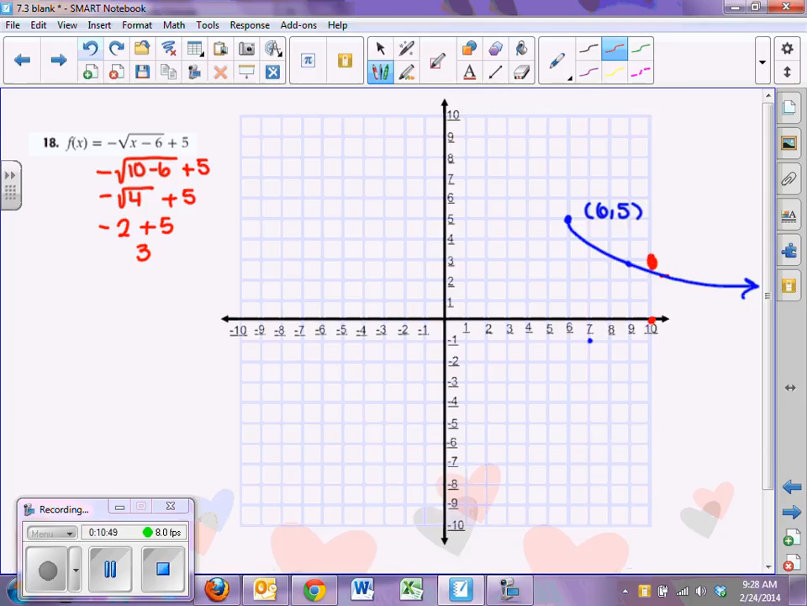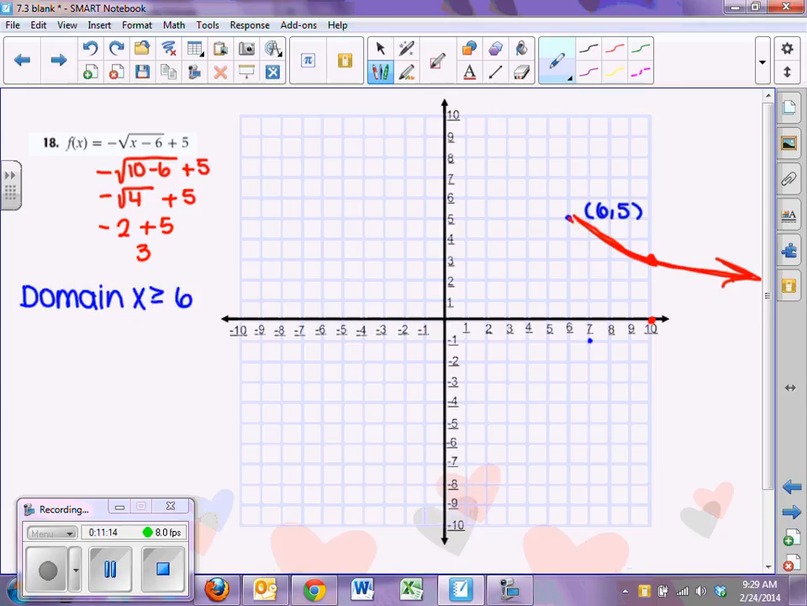Well, that's up here. And so basically, yes, I'm super close to the graph that I thought it would look like. So there's my graph looking like that. I knew that it got reflected. It got moved to the right 6, and it was shifted up 5. So what is the domain? The domain are x values that are bigger than or equal to 6.